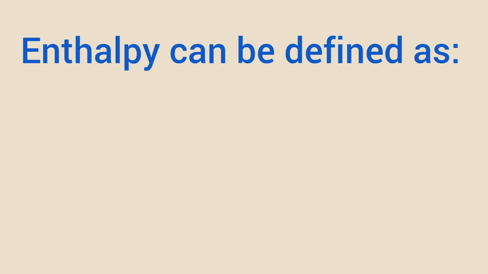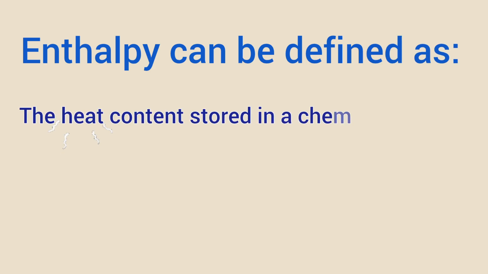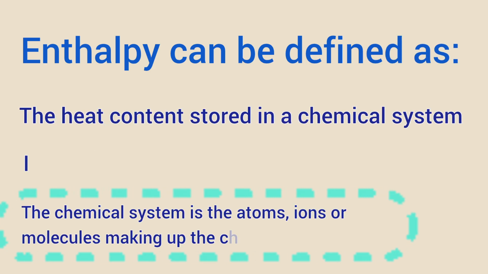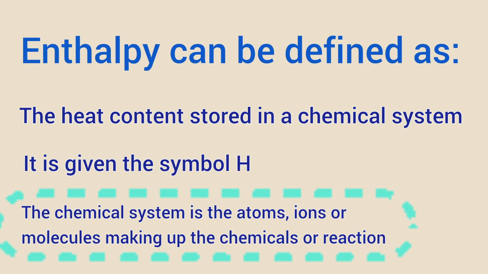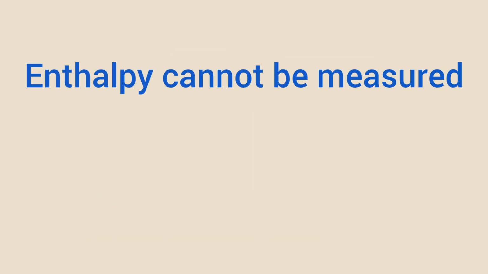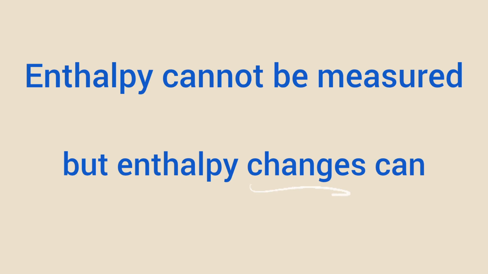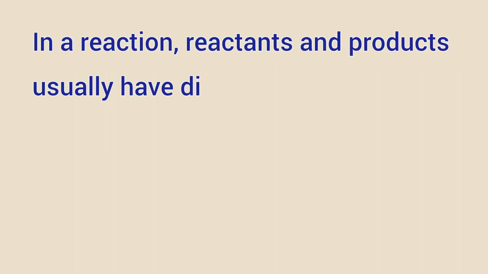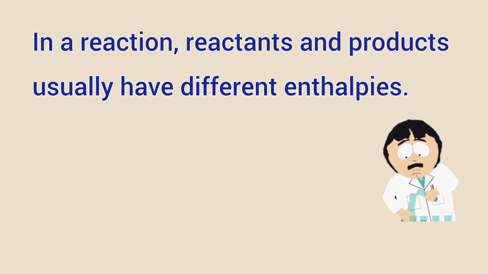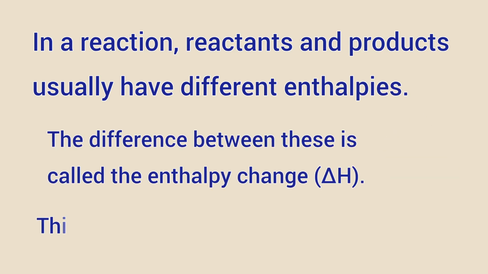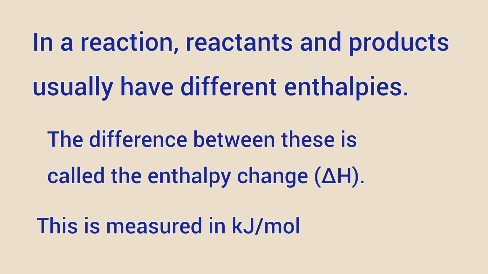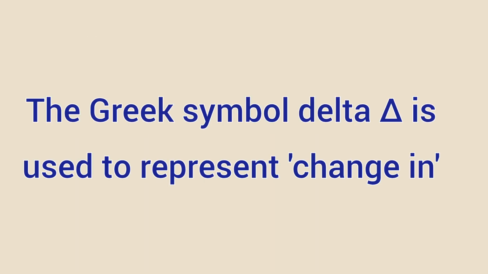Enthalpy can be defined as the heat content stored in a chemical system. It is given the symbol capital H. Enthalpy cannot be measured, but enthalpy changes can. In a reaction, reactants and products usually have different enthalpies. The difference between these is called the enthalpy change, and this is measured in kilojoules per mole. The Greek symbol for uppercase delta is used to represent change.